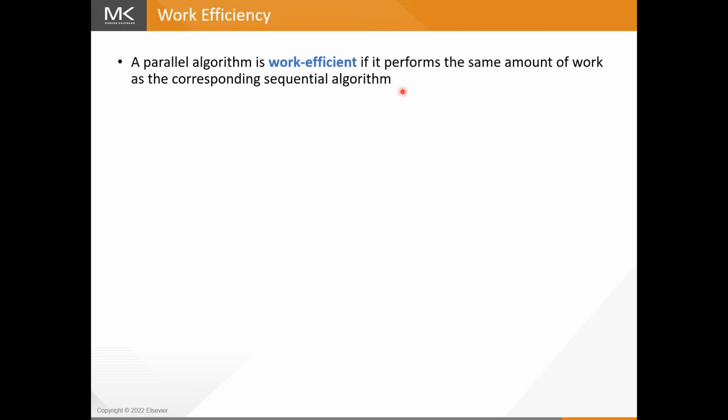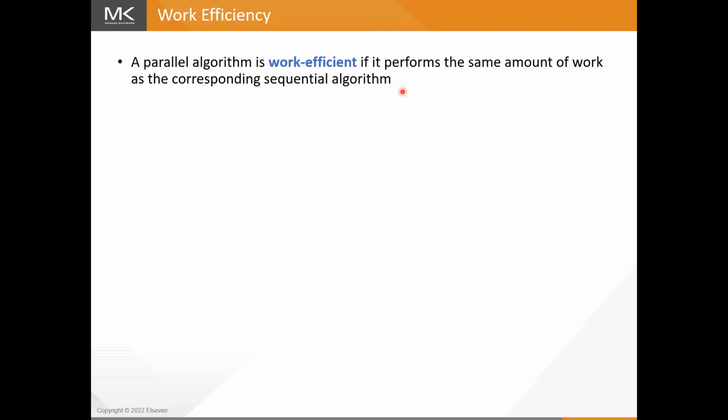The number of operations done by the parallel algorithm is the same as the number of operations done by the sequential algorithm. And in fact, so far, all the different parallel implementations that we've seen have been work efficient. When we parallelized convolution, stencil, and matrix multiplication, for all of these, the number of arithmetic operations done by the parallel algorithm was the same as the number of arithmetic operations done by the sequential algorithm, right?